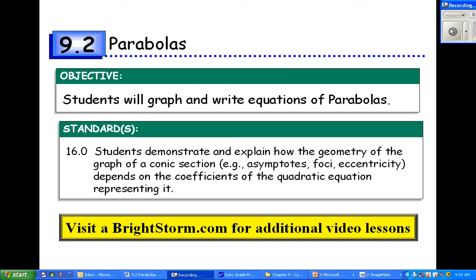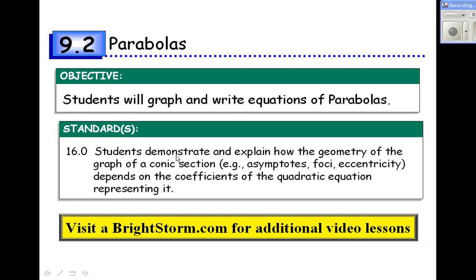Good morning. Today we are covering 9.2. We are covering parabolas. You guys will be graphing and writing equations of parabolas. And in this section, we are covering standard 16.0.